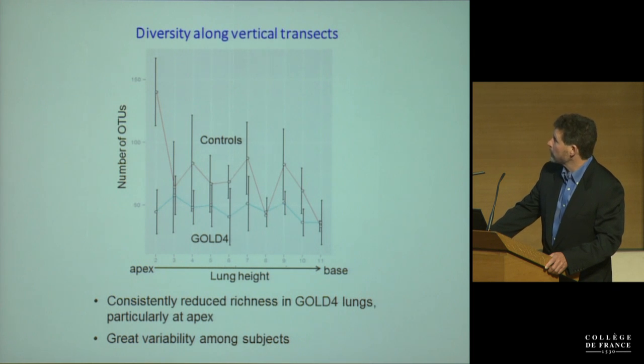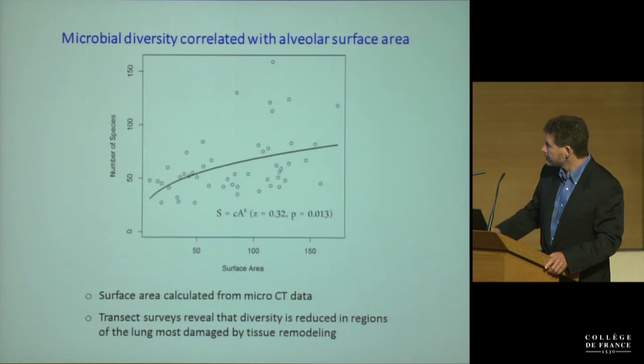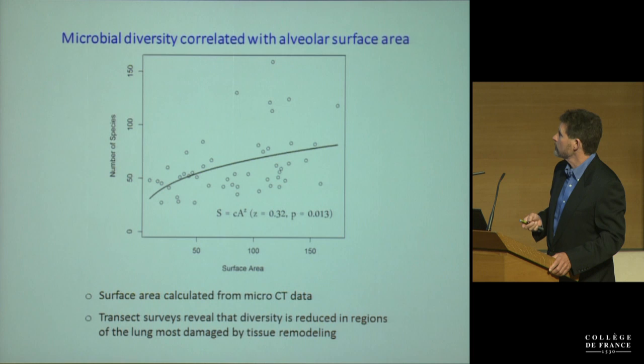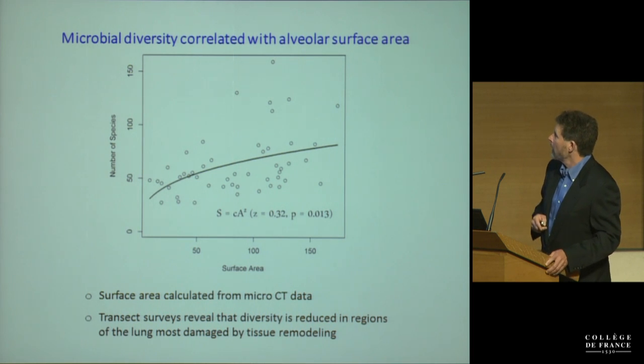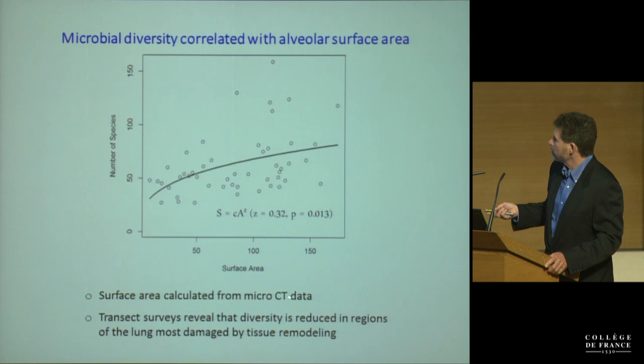But this led us to look more carefully at some of the other data, and one of the strongest correlations we found was between the alveolar surface area and the community diversity. And so here you can see that the surface area, which is based on the micro-CT analysis, shows that basically the regions of the lungs with the greatest damage due to the development of COPD have the lowest diversity of their microbiome.